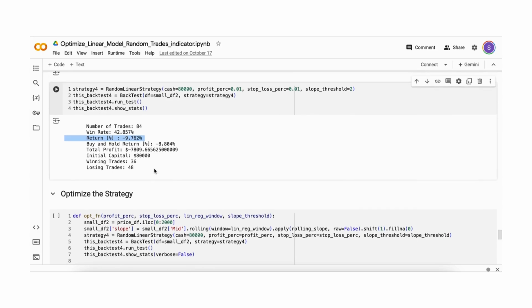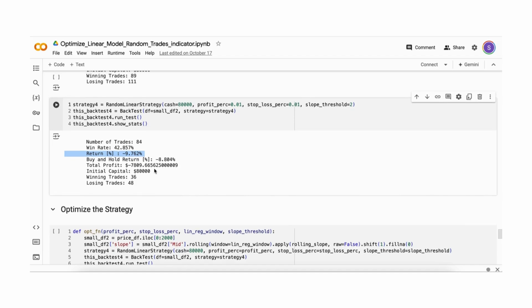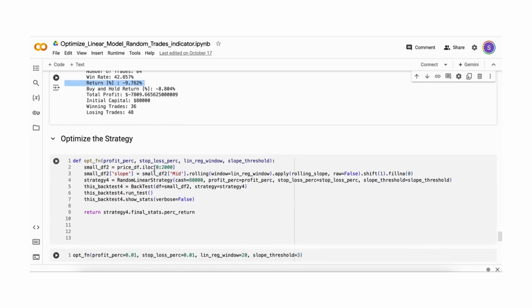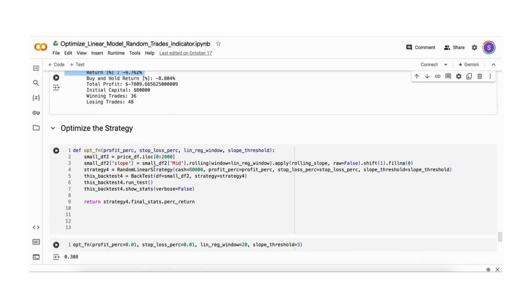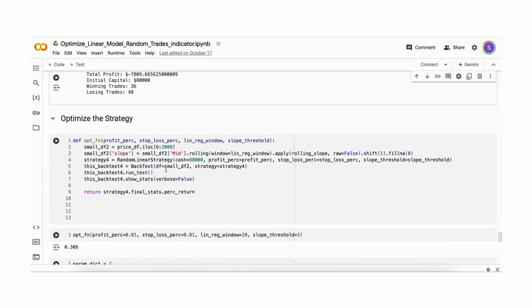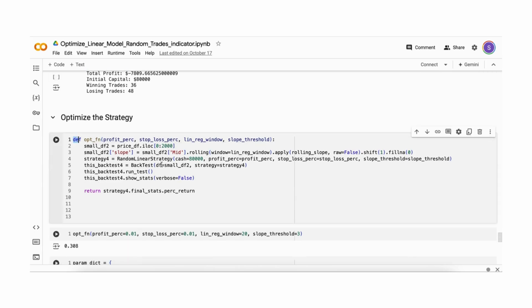We are going to optimize it on a different data set so that we don't overfit. And I made a previous video about how to optimize a strategy, and if you follow that video, you will know that we define this optimization function, which returns the final percentage return when we run the strategy using our variables.